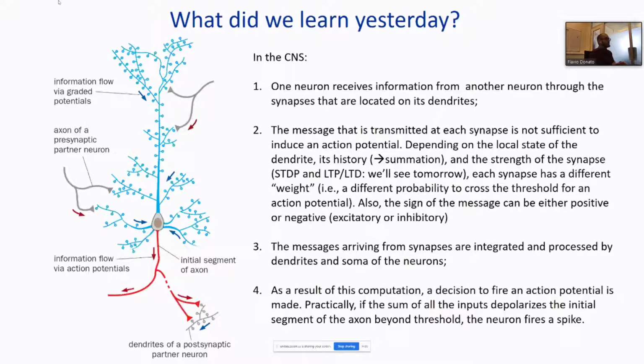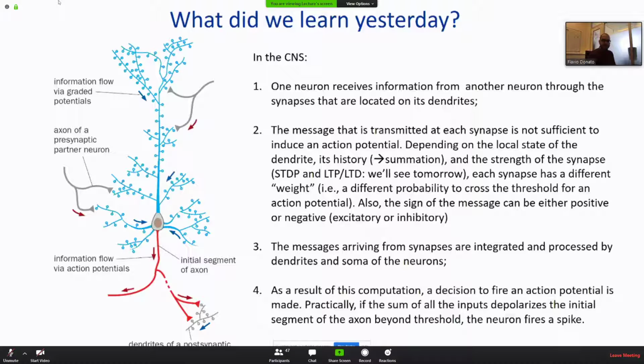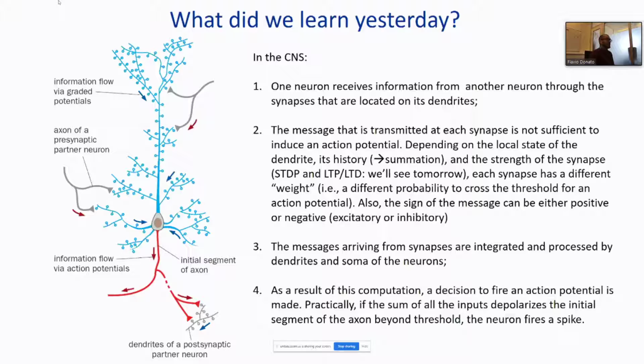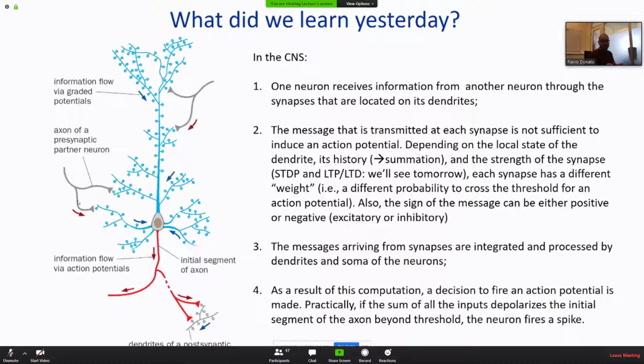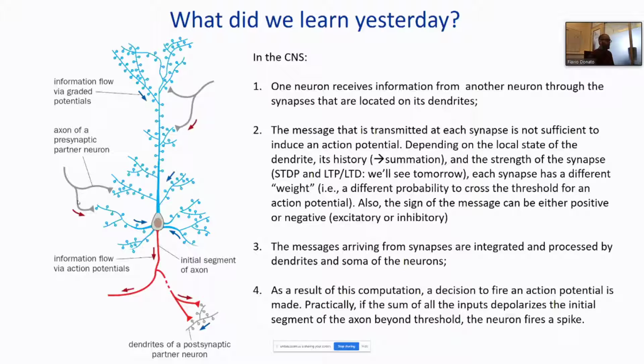When we move within the brain instead, in the CNS, the rules for transmitting information are slightly different, in the sense that one neuron receives thousands of inputs through its spines. And depending on the local state of the dendrites, its history, and the strength of the synapse, every neuron has different weights, which means a different probability to cross the threshold for an action potential. We are going to talk about this today. So if this concept is not completely clear, it should be because you've already seen it. But if it's not clear, we're going to revisit it in a few hours.